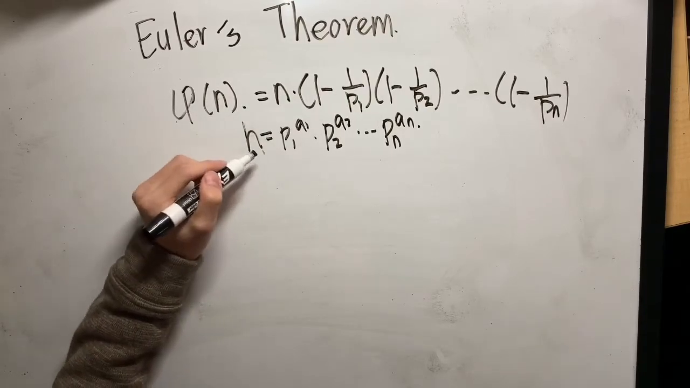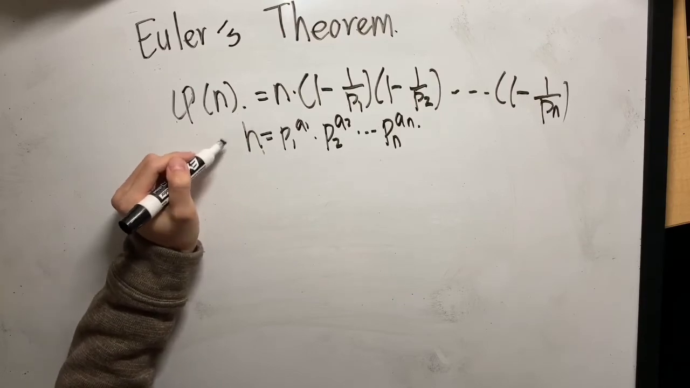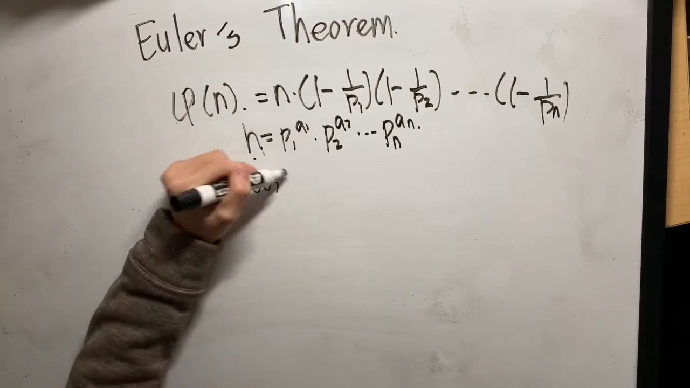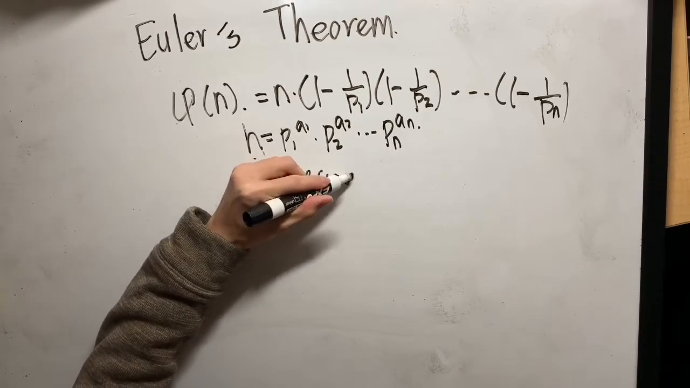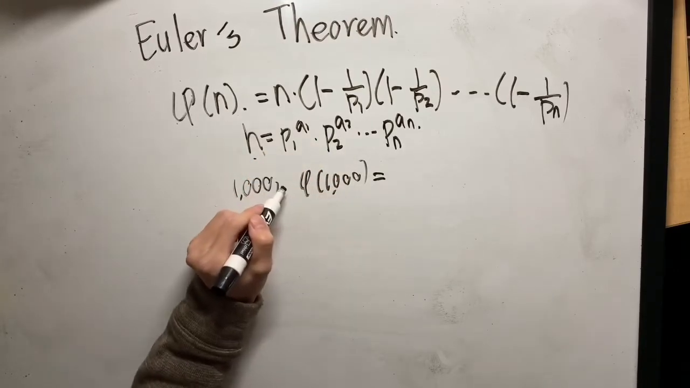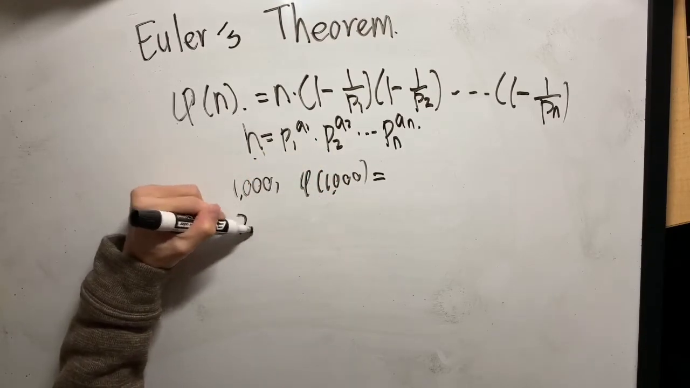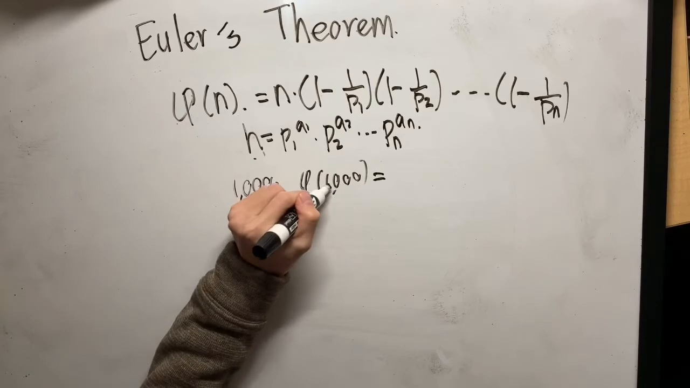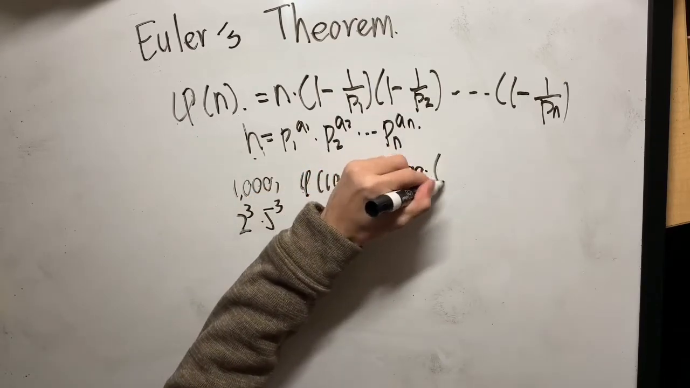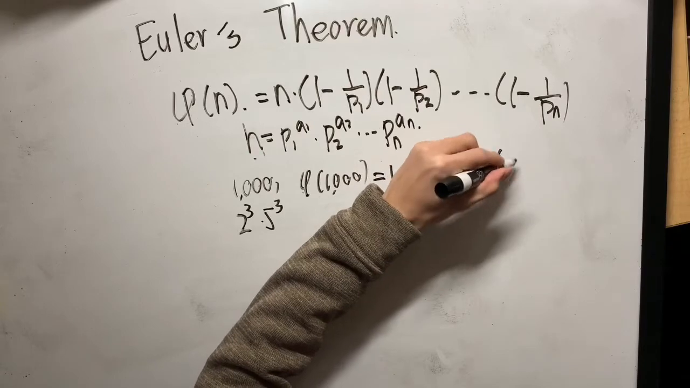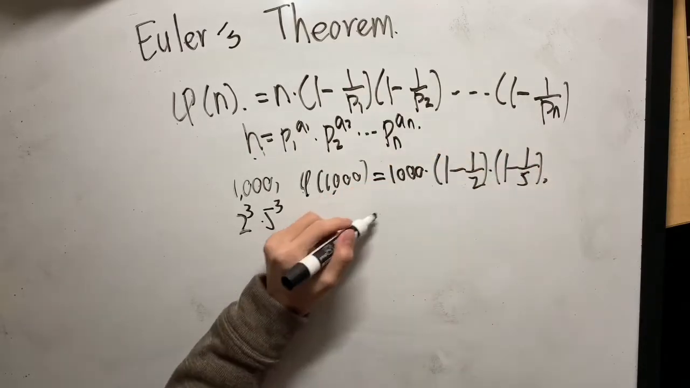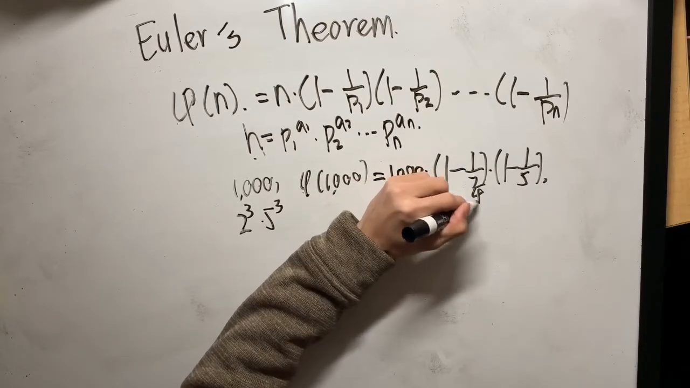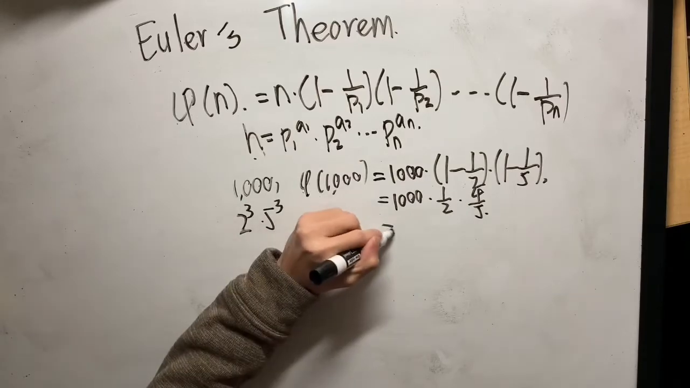But let's see some examples. First, if n equals 1000, then phi of 1000 equals, because 1000 equals 2 to the power of 3 times 5 to the power of 3, 1000 times (1 minus 1 over 2) times (1 minus 1 over 5). This equals 1000 times 1 half times 4 fifths, which equals 400.